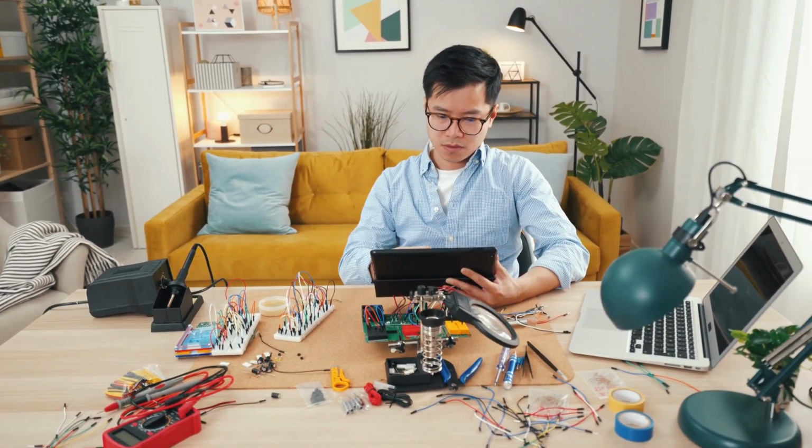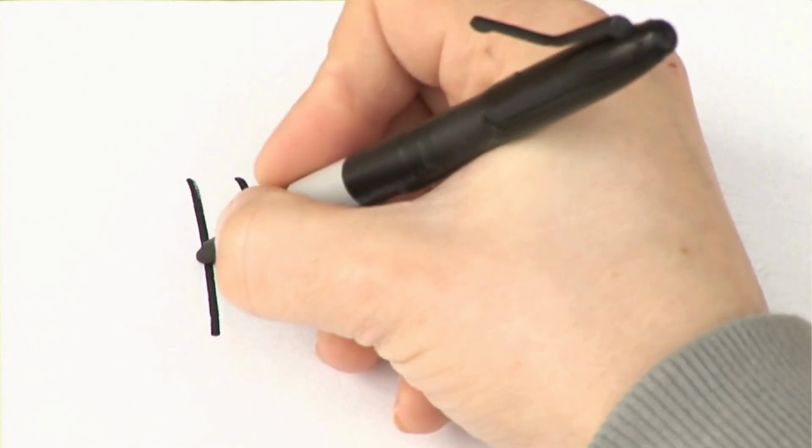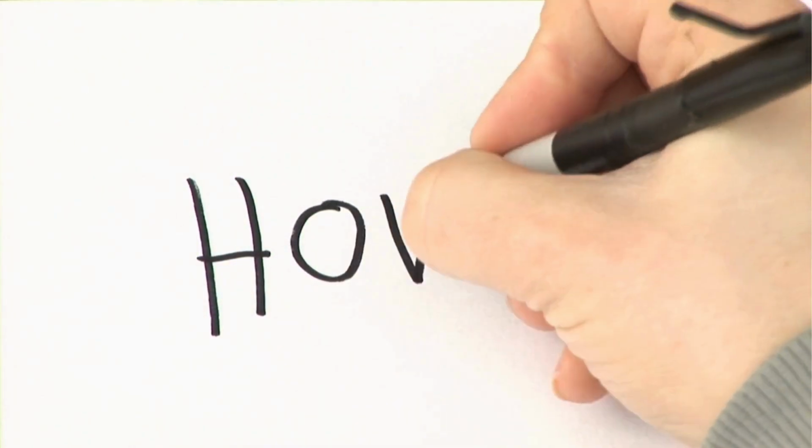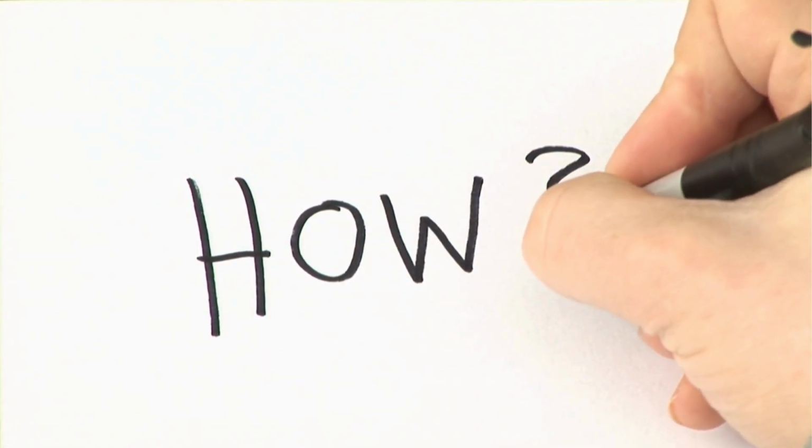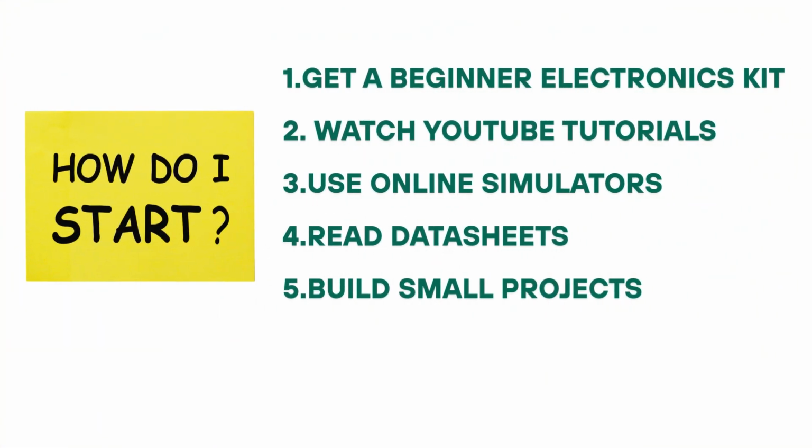So, how do you start your journey? Here are five solid steps. Get a beginner electronics kit with resistors, LEDs, sensors, and a breadboard. Watch YouTube tutorials and experiment alongside with us.